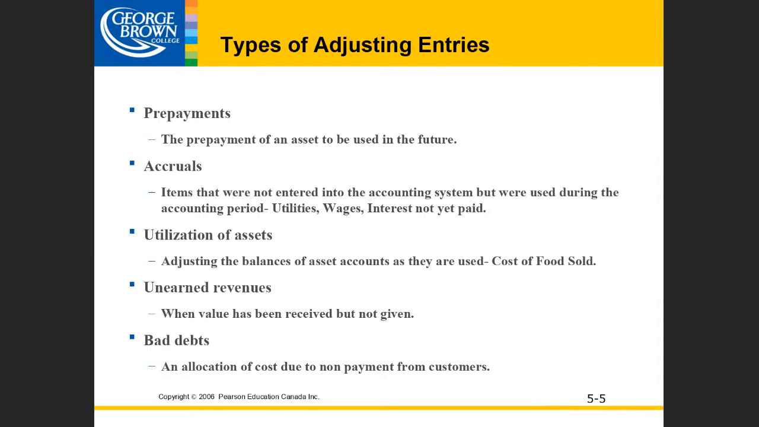And then you have to provide an allocation for bad debts. Okay, and bad debts. Bad debts are essentially the amount of money that we think we're not going to be able to collect from our customers, right? So we have to allocate a certain percentage of our accounts receivable that we're not going to be able to collect, okay?